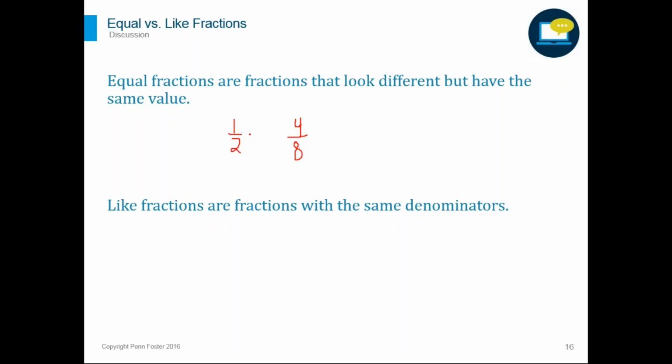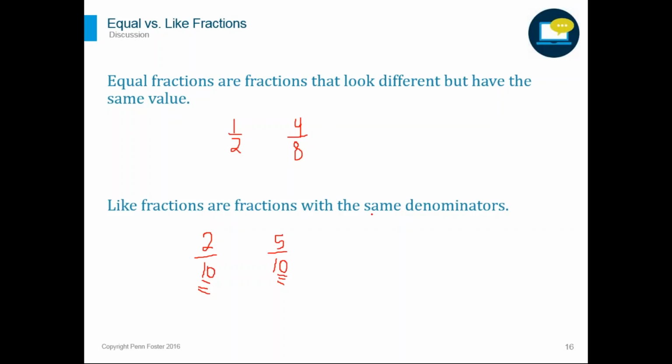Like fractions are easier. For example, if I have 2 over 10 and 5 over 10, these are like fractions. Why? Only because they have 10 and 10 in the denominators. They only have the same number in the denominators. I don't care about the value, whether they are equal or not equal. Of course, they're not going to be equal, but they are like fractions.